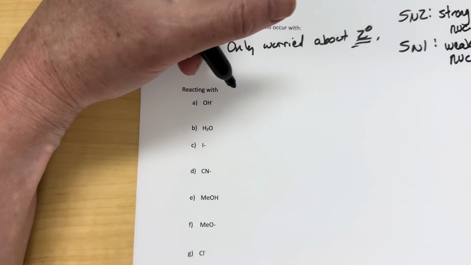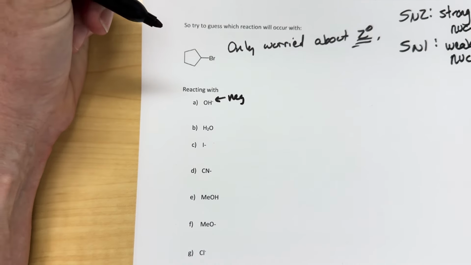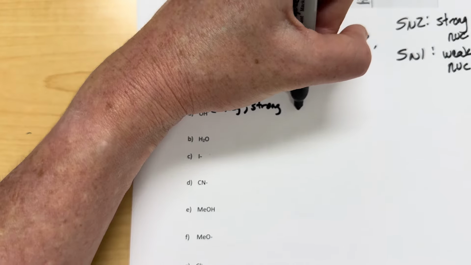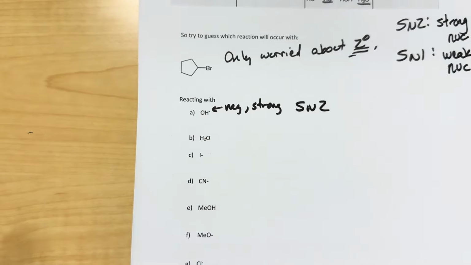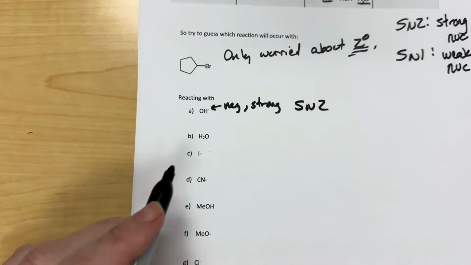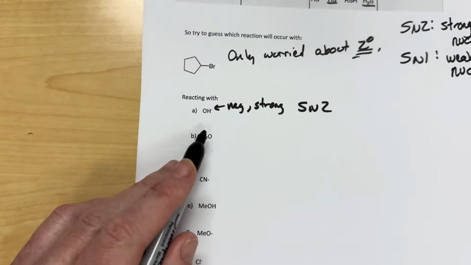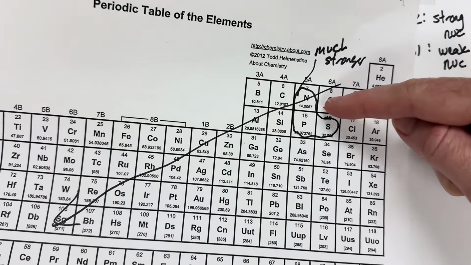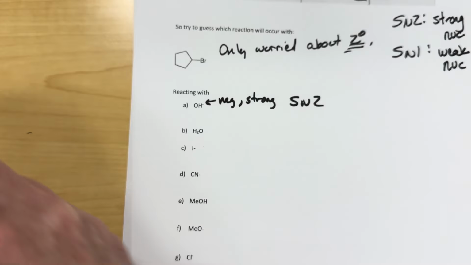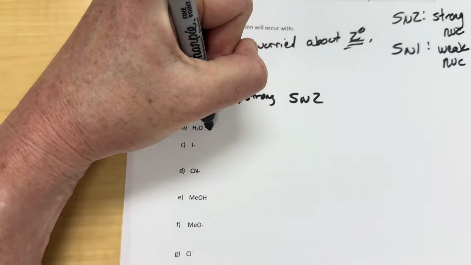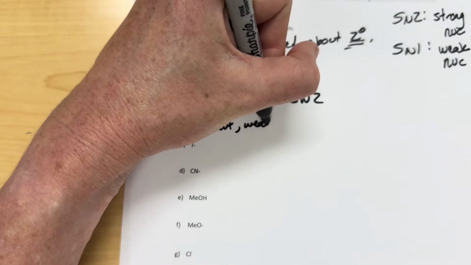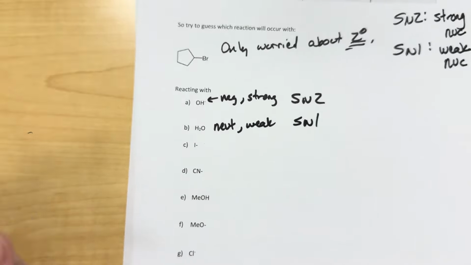This first one has a negative charge. Negative. That means it's going to be strong, which means it's going to occur via SN2. Does this one have a negative charge? No, it's neutral, and not only is it neutral, it's neutral with an oxygen. Oxygen was not one of the ones I circled here as okay to be neutral. So it's neutral, which means it's weak, which means it'll be SN1.